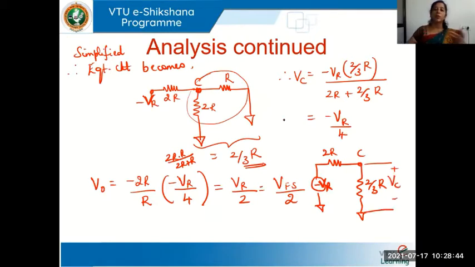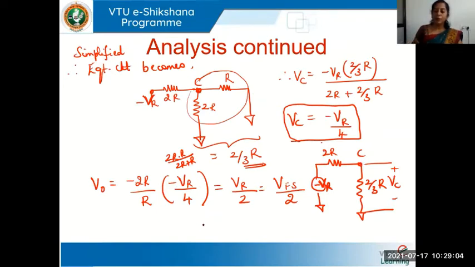You use the principle of voltage divider. Minus VR into 2 by 3R divided by 2R plus 2 by 3R. If I simplify this, this value turns out to be minus VR by 4. You will see the value VC will be minus VR by 4.